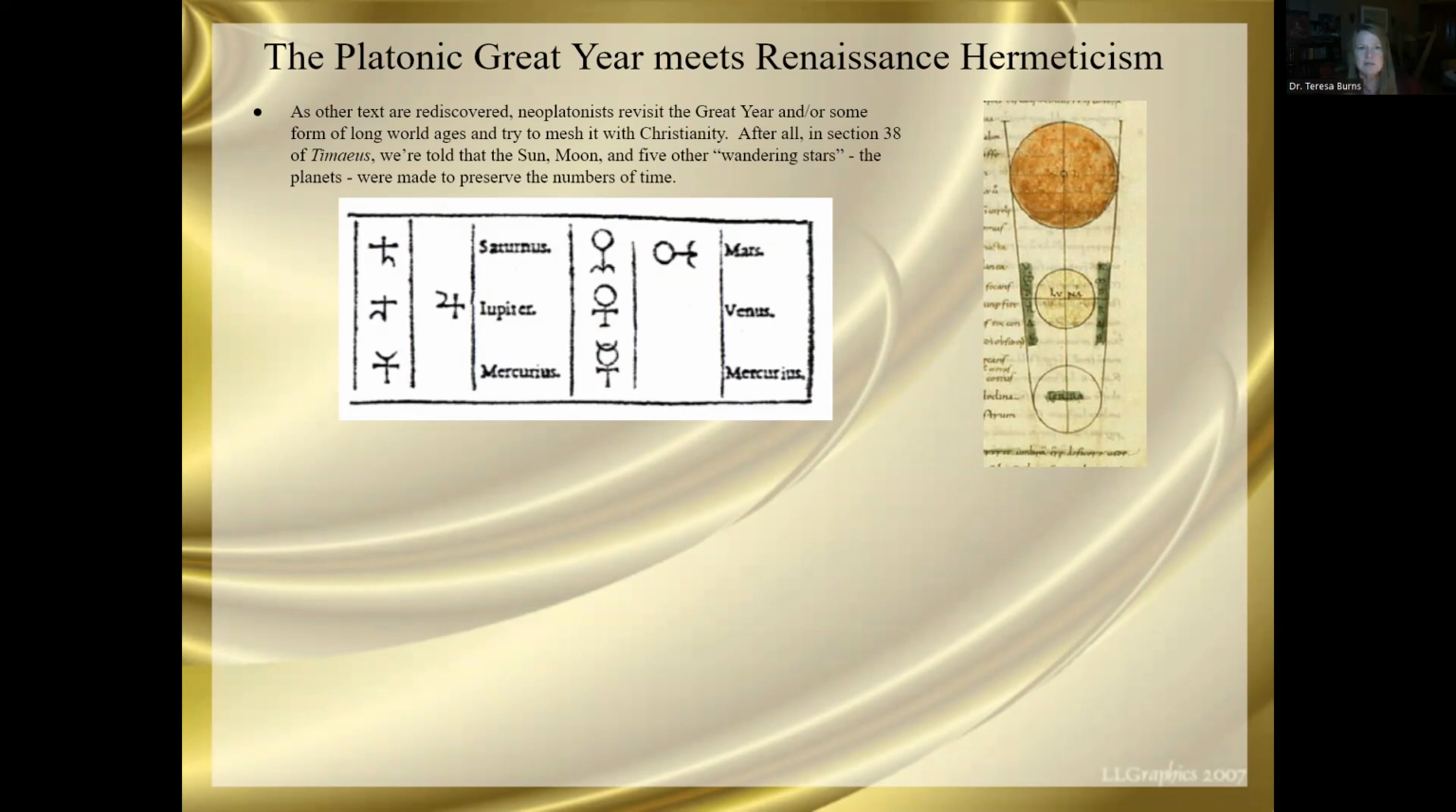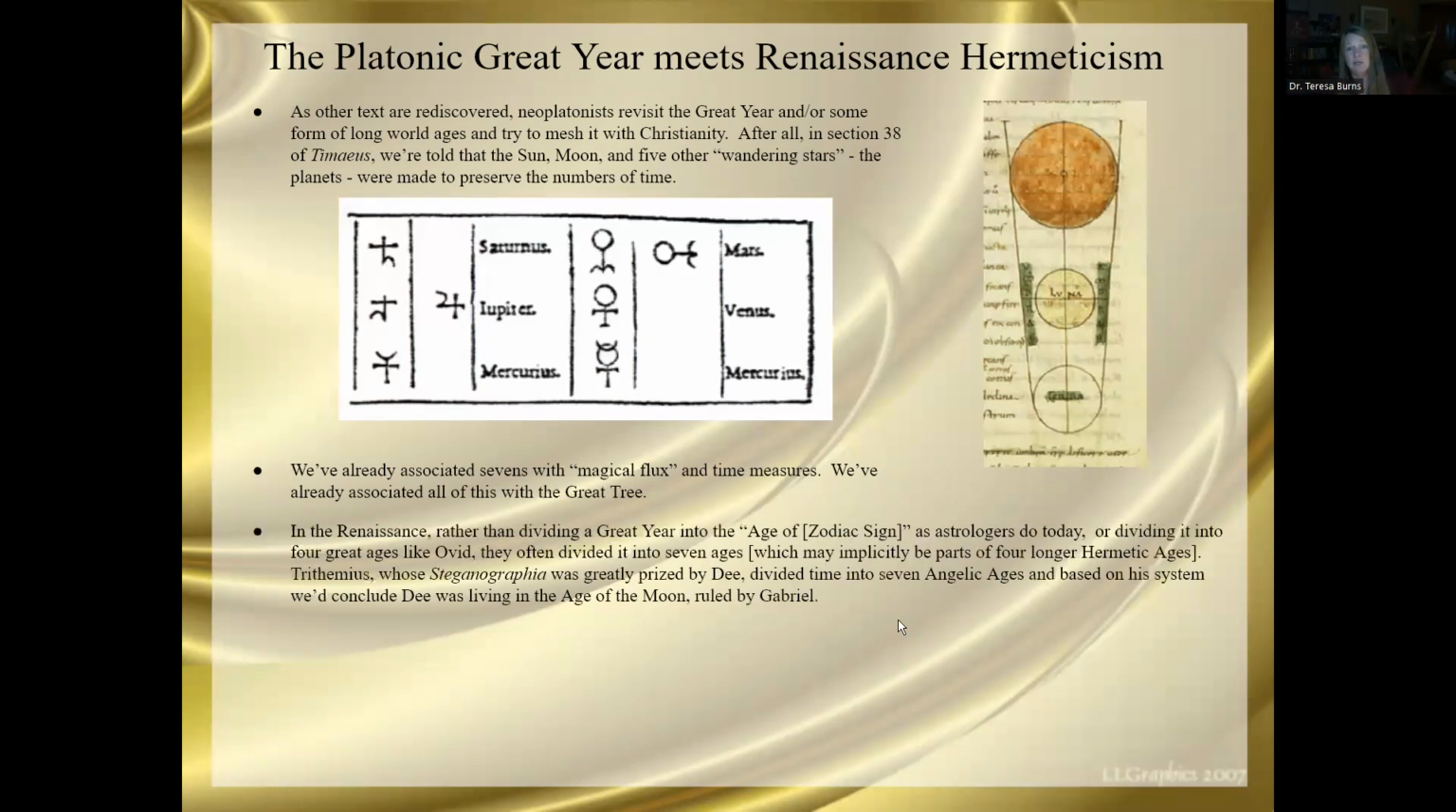And this bit I mentioned in Timaeus, that the sun, moon, and 5 other wandering stars were made to preserve the number of time. And not only that, that at some point these cycles of time will line up. Timaeus says he doesn't know when, but sometime they will. We've already associated in Theorem 7, linked below, sevens with magical flux and the measurement of time, that there's not a 7 in any of the regular Platonic solids, because it's connected to this idea of flux. We've associated all of that with the great tree, and we are going to need all of those associations to see what he's doing here with great world ages.